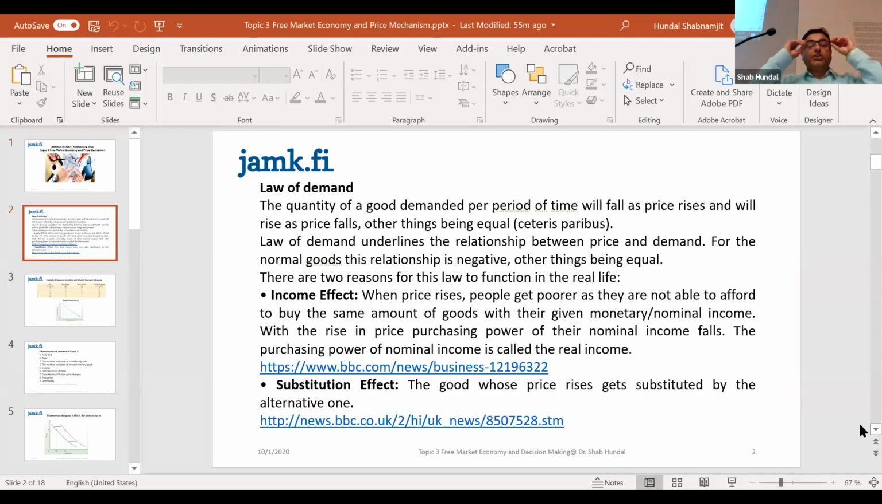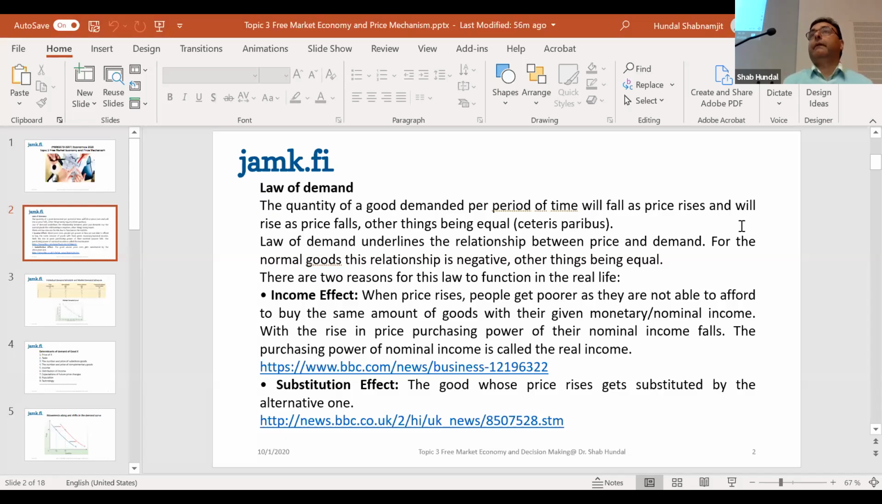The first thing which comes to my mind when I talk about the price mechanism is demand. And I want you to explain to me what is demand. I want you guys to be able to explain something about demand. What is demand, by the way? Before we go to the law of demand, let's first have a consensus on what we understand by demand.